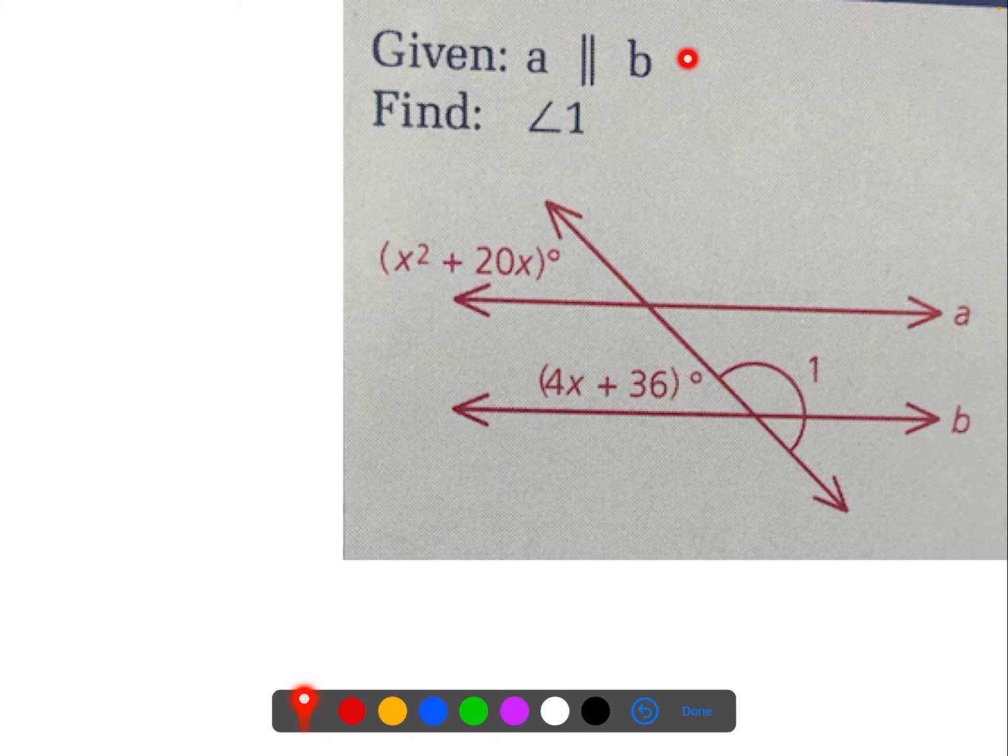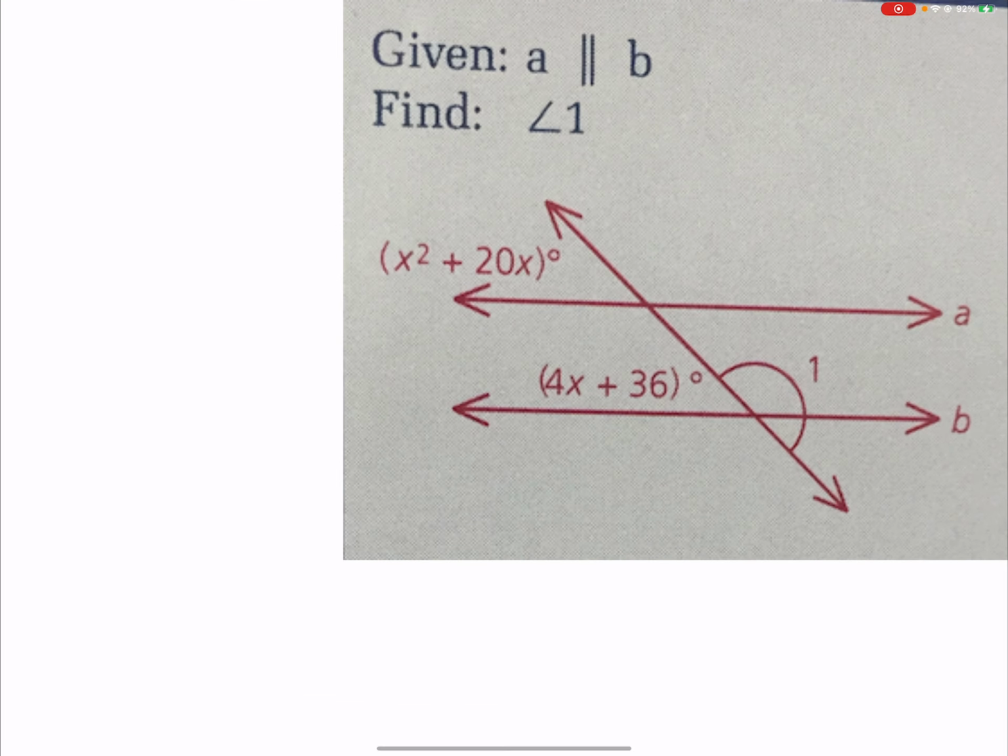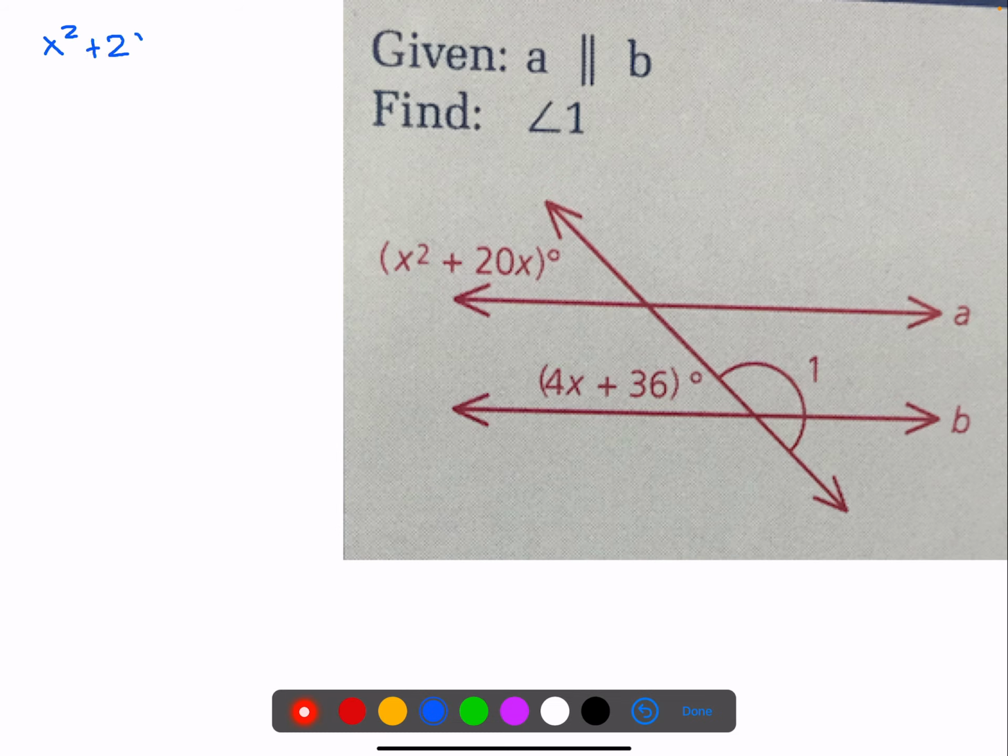Given line A is parallel to line B, you want to find the measure of angle 1. So we want to find out what this whole angle is. To do this one, first off, I notice that this angle here, x squared plus 20x, is a corresponding angle with this other angle here, 4x plus 36. If we recall our angle properties, corresponding angles are always congruent. So I can start by setting this up as x squared plus 20x is equal to 4x plus 36, because if these two angles are congruent, then I can set them equal to each other.